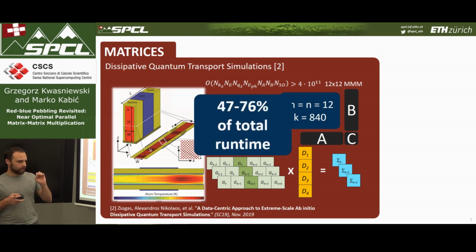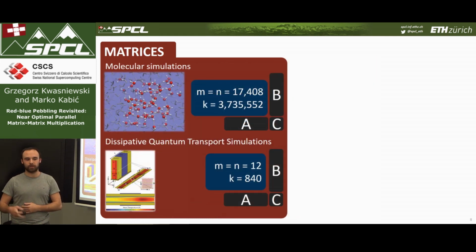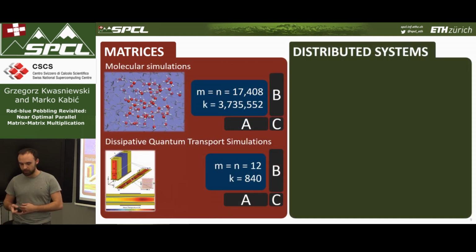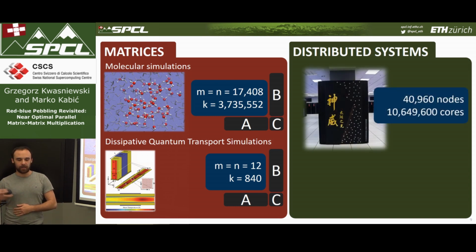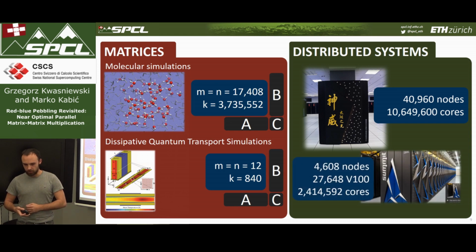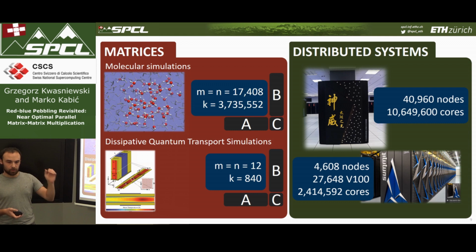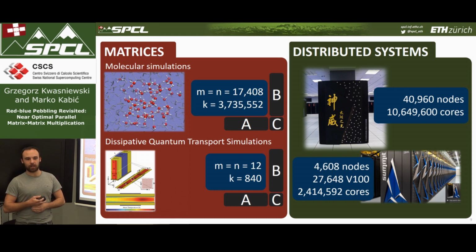Okay, so on one hand we have these matrix problems, on the other we have these huge distributed systems with tens of thousands of nodes and millions of cores. So how do we efficiently multiply these matrices on these systems? Well, let me take you on a brief tour to the world of matrix multiplication algorithms.